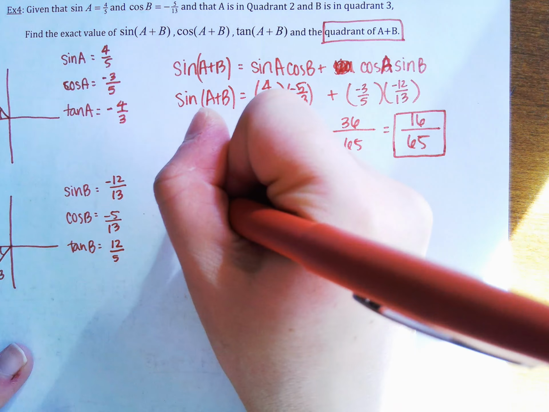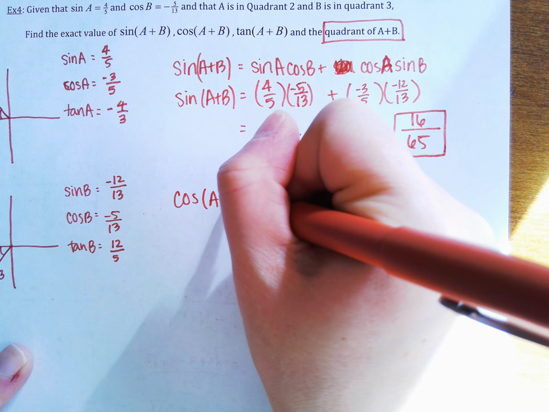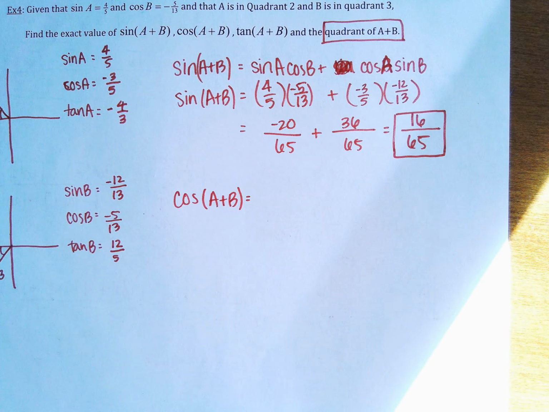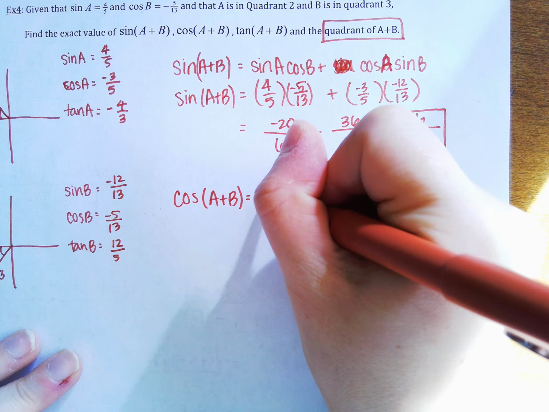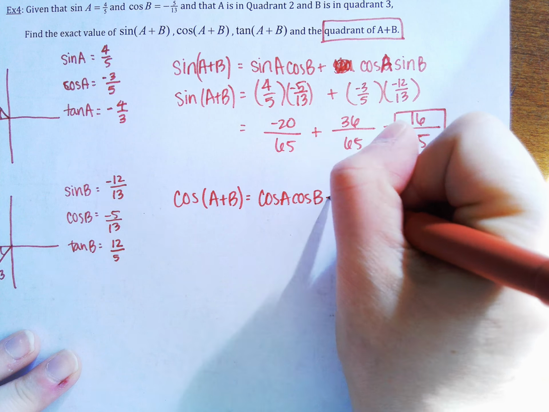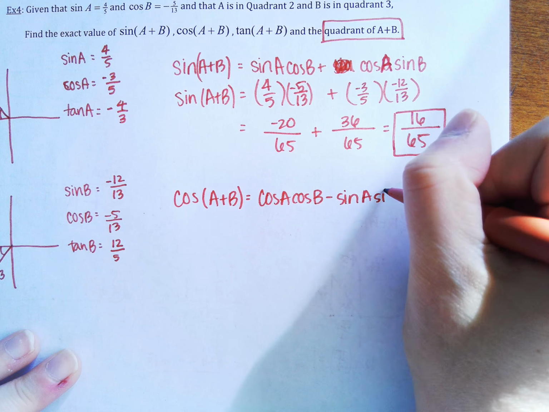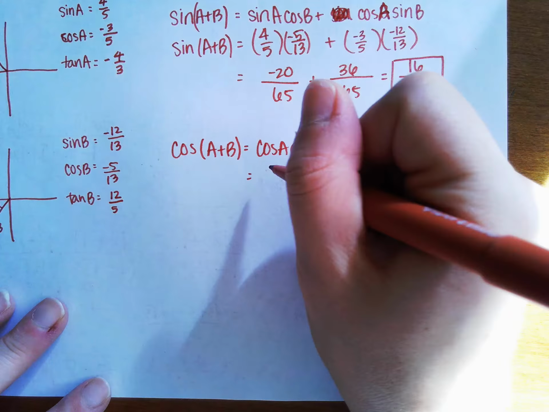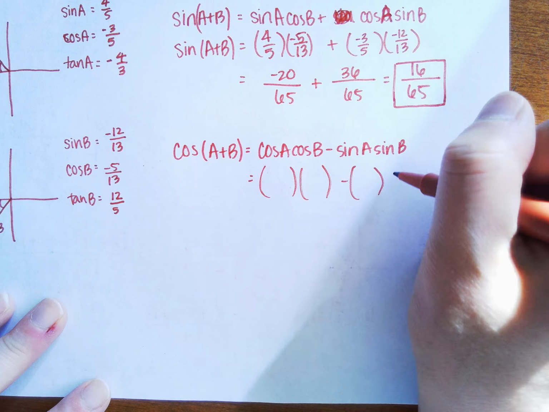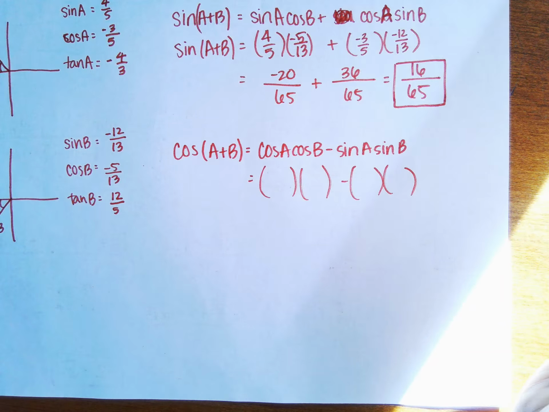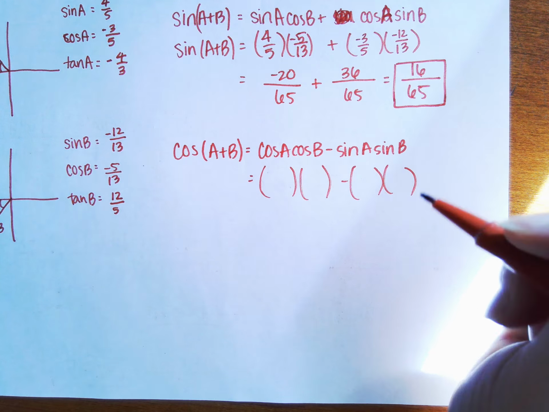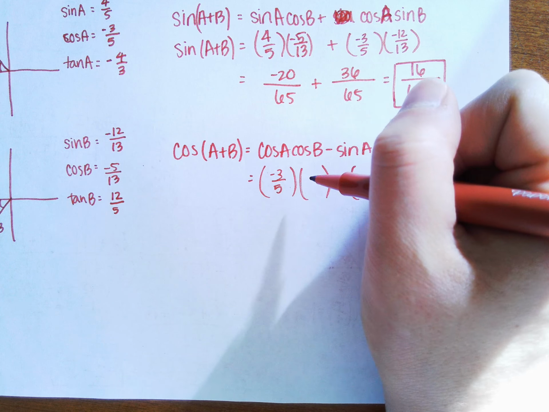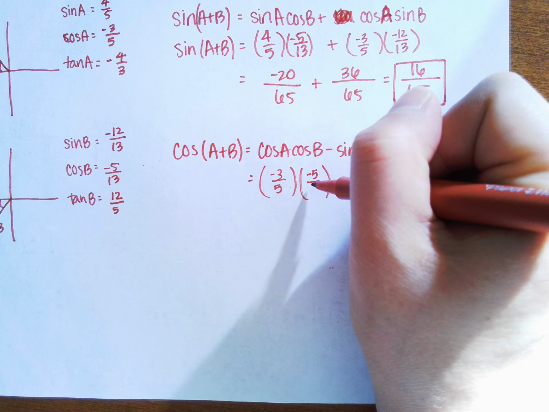Okay, now let's do the cosine. This was on the previous sheet. Cosine of A plus B is cosine A cosine B minus sine A sine B. That's the identity for it. Again, we have all these things, so we can just plug all that into our problem. So the cosine of A is negative 3 over 5. The cosine of B is negative 5 over 13.